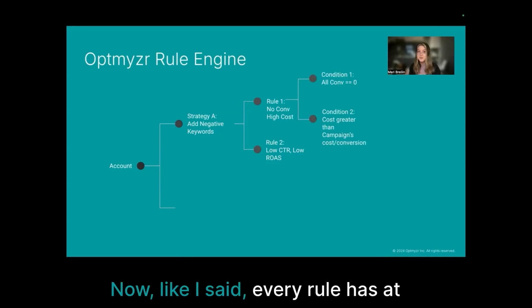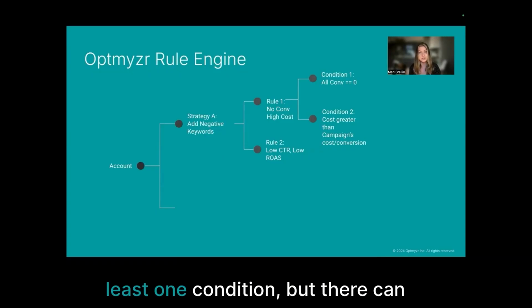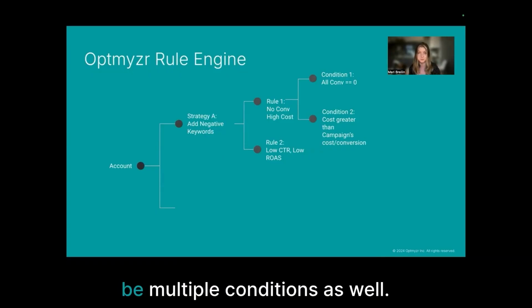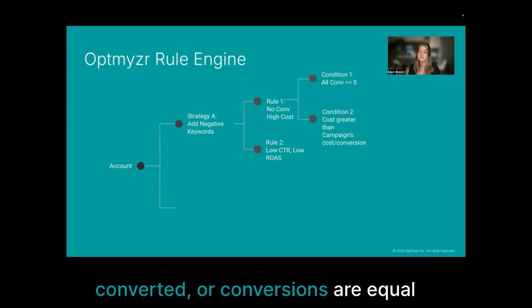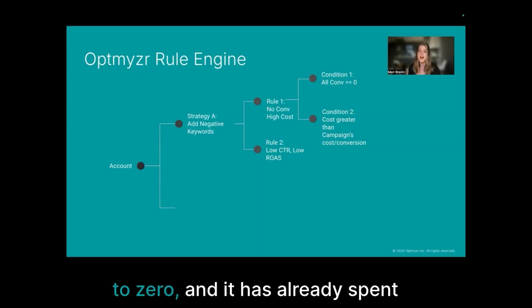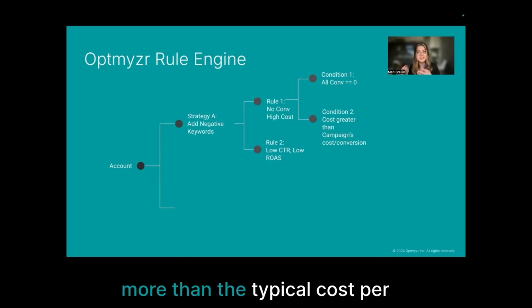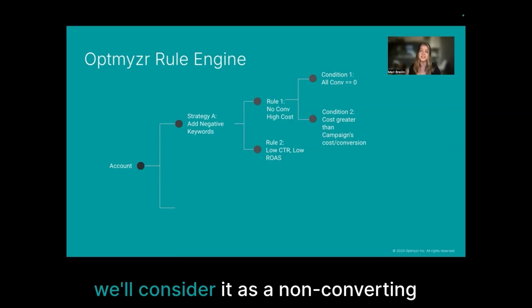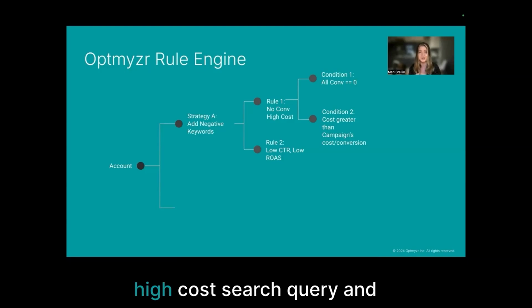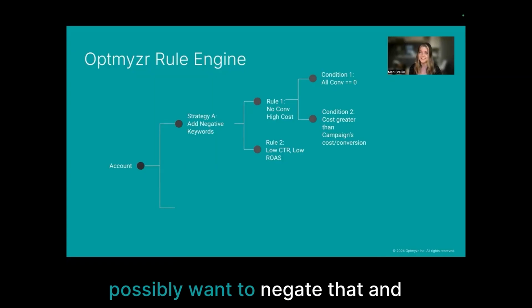Now, like I said, every rule has at least one condition, but there can be multiple conditions as well. So for example, we can say, hey, if this search query has not converted, all conversions are equal to 0, and it has already spent more than the typical cost per conversion in that campaign, then we'll consider it a high-cost search query and possibly want to negate that.